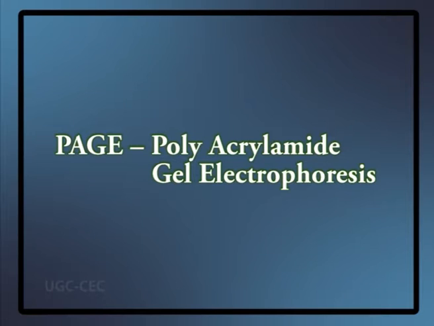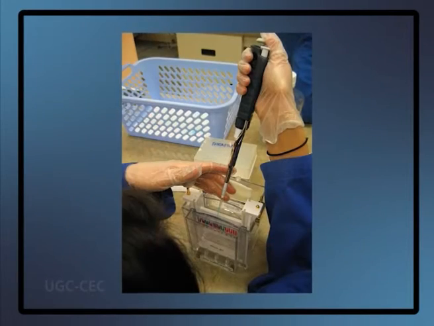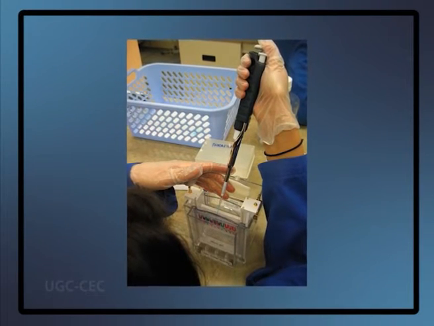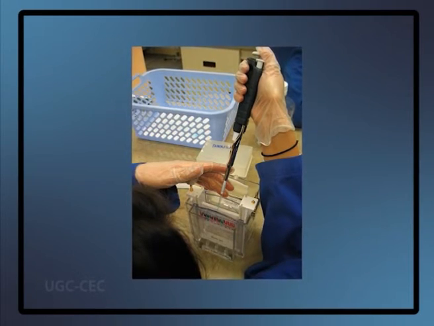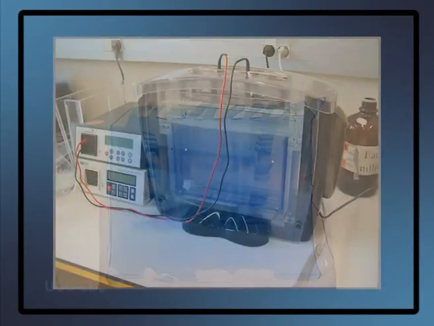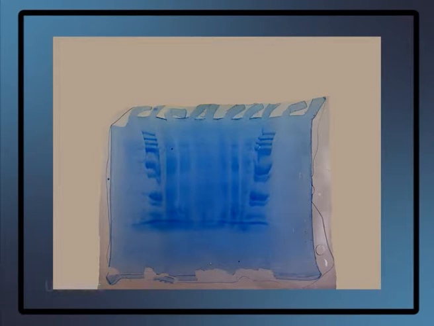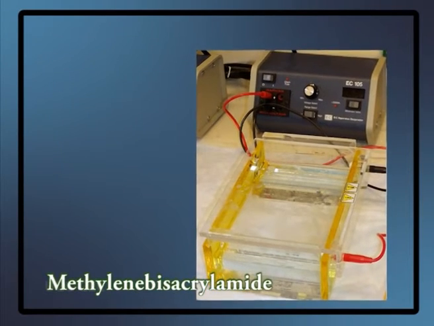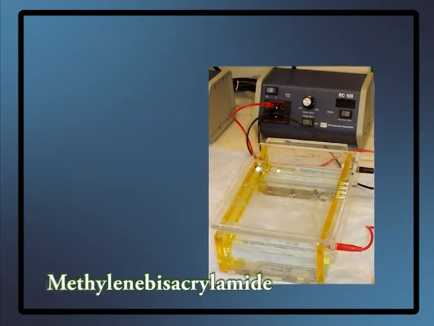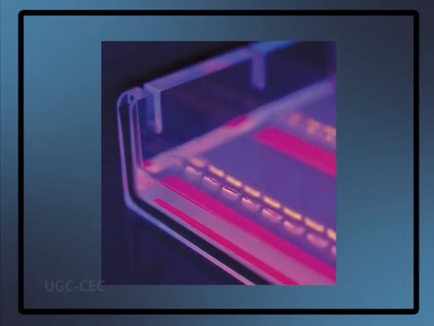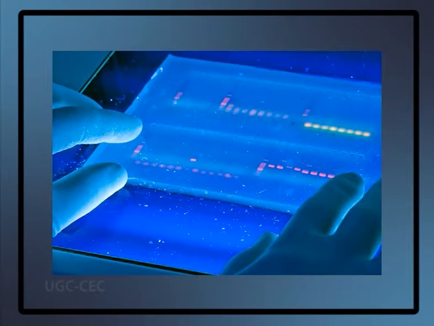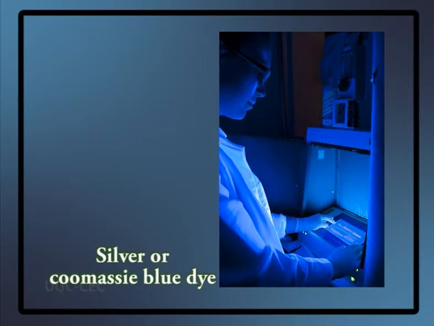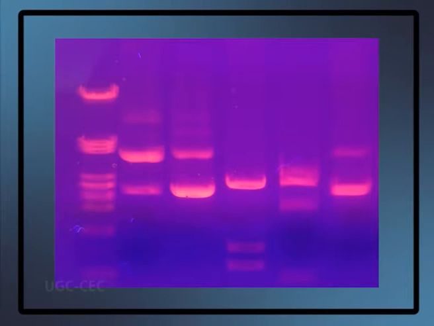PAGE, polyacrylamide gel electrophoresis. PAGE is a type of gel electrophoresis whereby the normal gel is replaced with polyacrylamide gels used as support media. In this method, gels are made by free radical induced polymerization of acrylamide and N,N'-methylenebisacrylamide. It is the most widely used technique of electrophoresis. In this method, ethidium bromide, silver or Coomassie blue dye may be used for visualization of molecules in the gel after the completion of electrophoresis.